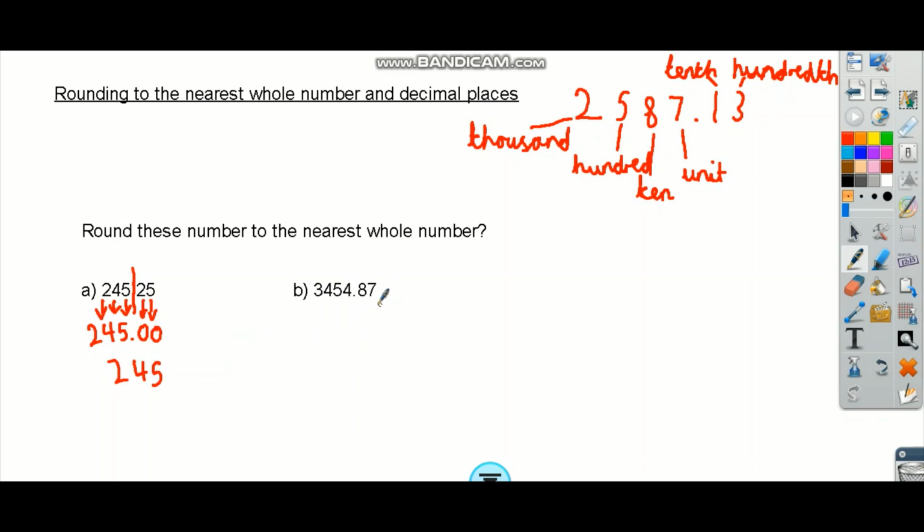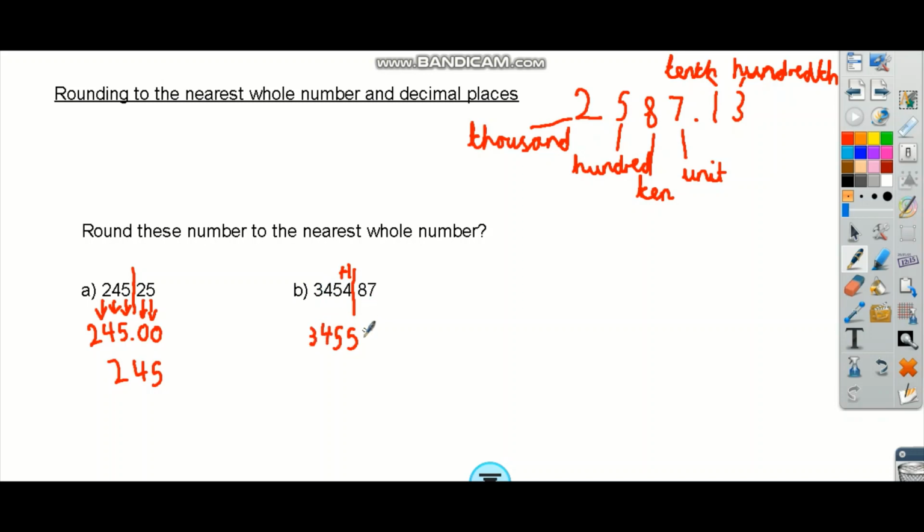For this question, again, to round to the whole number, we have to put a line through the decimal point, and you can see whether the number after the line is bigger or smaller than 5. We know that 8 is bigger than 5, so we add 1 to 4, the number before the line, so that will be 5, and you put all the other numbers back down.